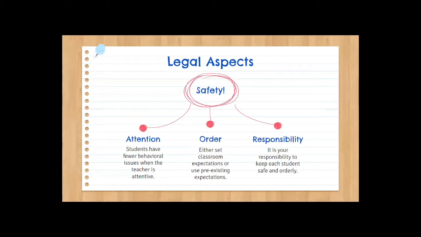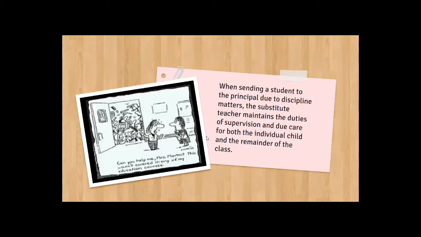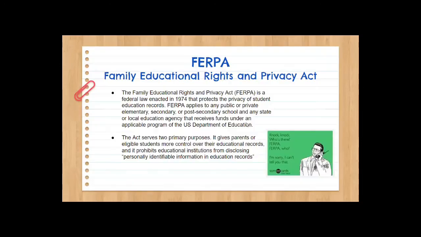Students have fewer behavioral issues when the teacher is attentive. Either set classroom expectations or use pre-existing expectations that the teacher will have on the wall, such as a social contract or classroom rules. And it's your responsibility to keep each student safe and orderly. When sending a student to the principal due to discipline matters, the substitute teacher maintains the duties of supervision and due care for both the individual child and the remainder of the class.